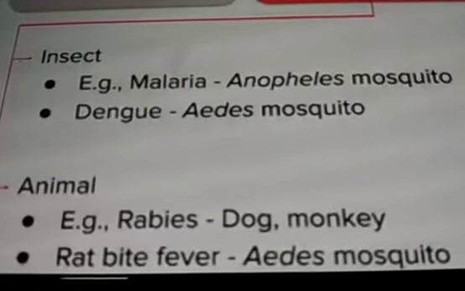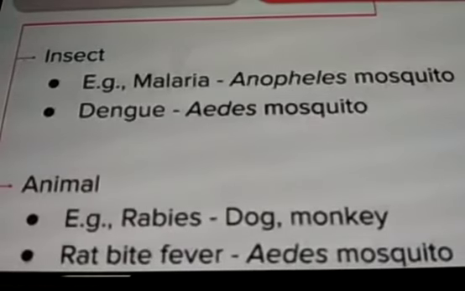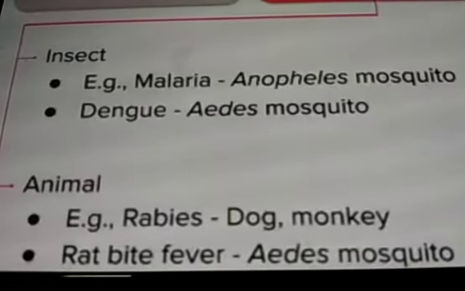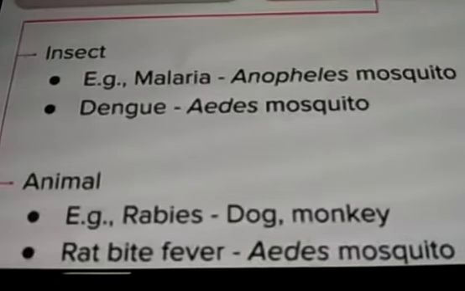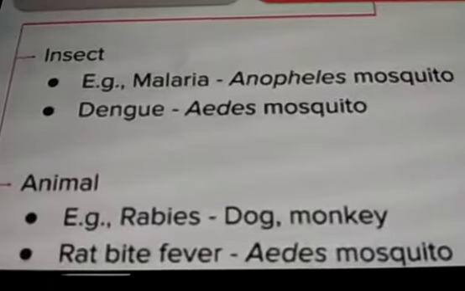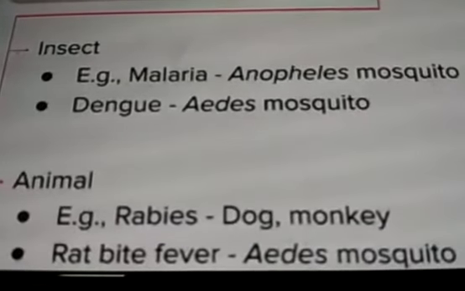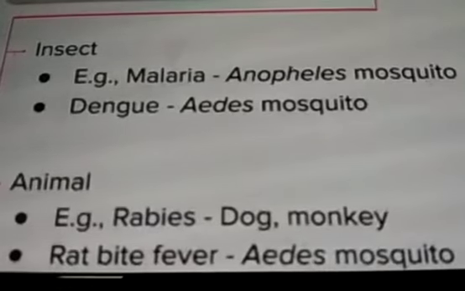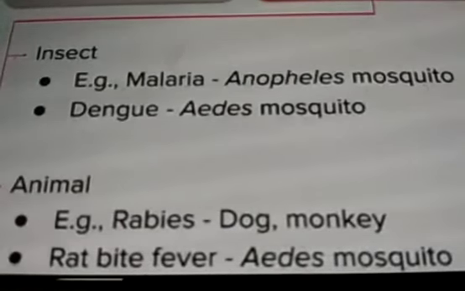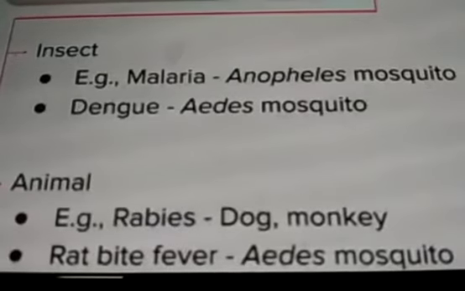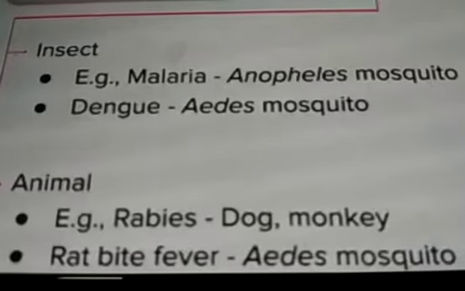Another example of an insect carrier is the mosquito. The female Anopheles mosquito carries the parasite of malaria. You know malaria is caused through a mosquito, and the name of that mosquito is Anopheles. The female Aedes mosquito acts as carrier of dengue virus. Okay, dengue virus also comes through mosquito bite, even malaria through mosquito bite.